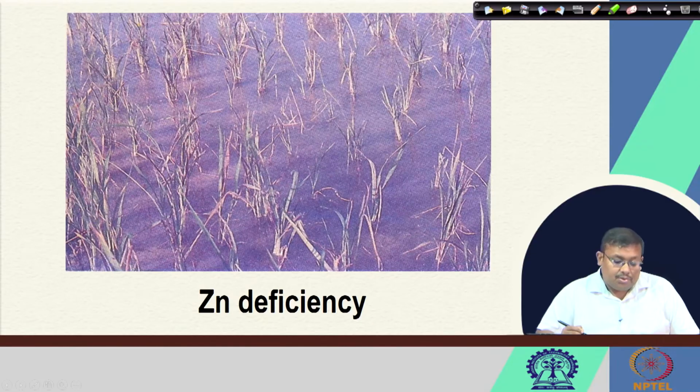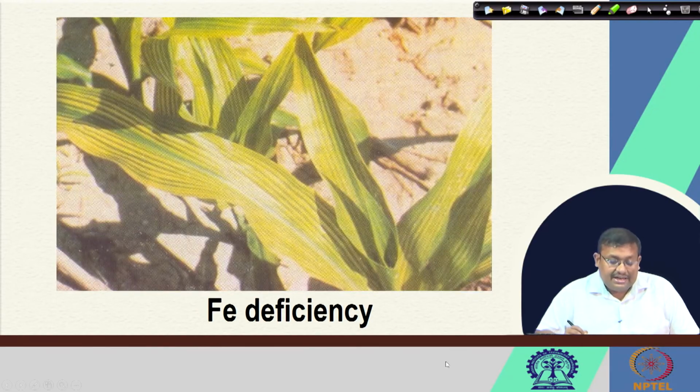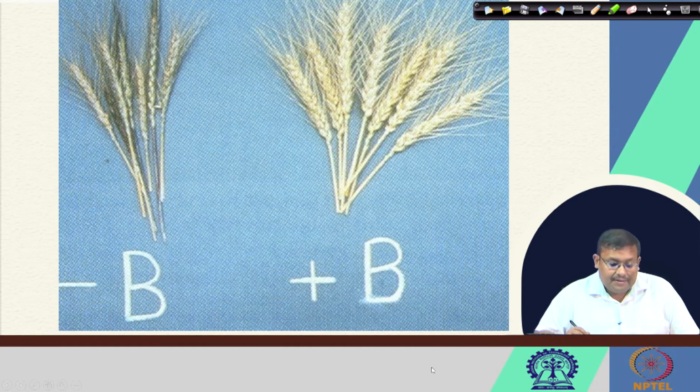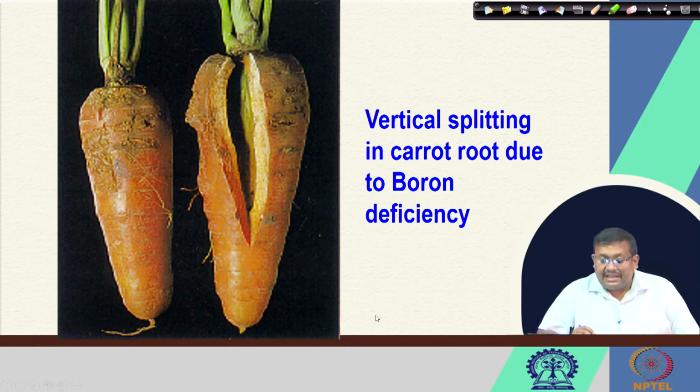So, this is also showing the zinc deficiency in rice, and then iron deficiency you can see chlorotic leaves, then boron deficiency, there is a hollow stem in cauliflower, and you can see this is a boron deficiency in wheat, and this is wheat with optimum boron concentration. This is a vertical splitting in carrot root due to boron deficiency.